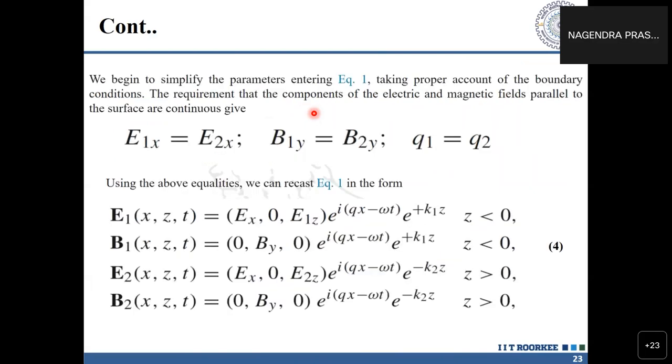So we begin to simplify the parameters entering in equation one, taking proper account of the boundary conditions. The requirement is that components of electric and magnetic fields parallel to the surface are continuous. So that gives you E1x is equal to E2x and B1y is equal to B2y, where q1 is equal to q2. Please remember, at optical frequency we define metal with the help of permittivity, the dielectric function. They are not perfect metals, not perfect electric conductors; rather they behave like a plasma where the wave can penetrate inside the medium. That you have to keep in mind, while at microwave or even terahertz frequency, it behaves like a perfect metal, so the wave cannot penetrate inside, but in plasma that is possible. So dielectric functions are used to define metal.